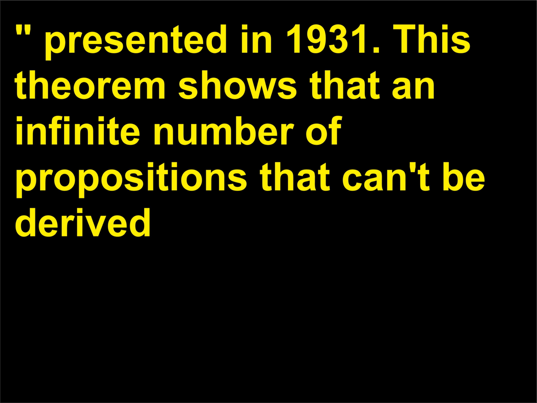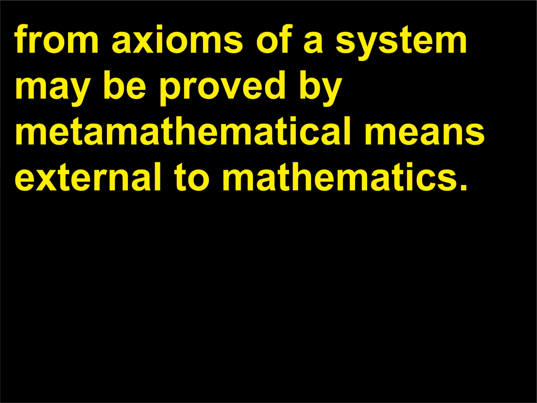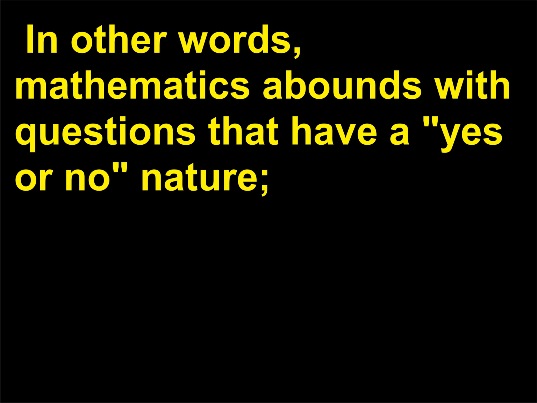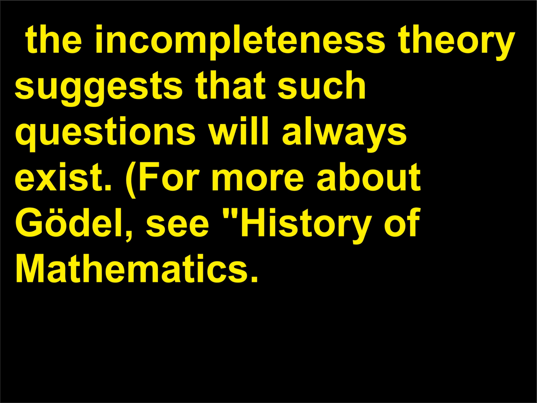Presented in 1931, this theorem shows that an infinite number of propositions that can't be derived from axioms of a system may be proved by metamathematical means external to mathematics. In other words, mathematics abounds with questions that have a yes or no nature. The incompleteness theory suggests that such questions will always exist. For more about Gödel, see History of Mathematics.